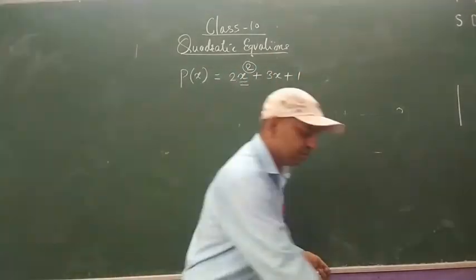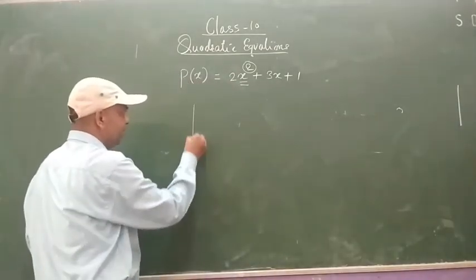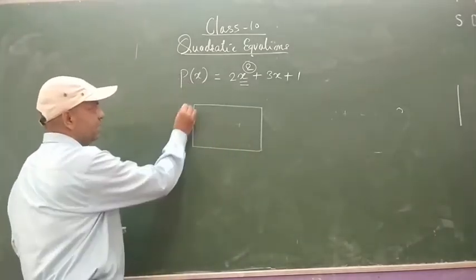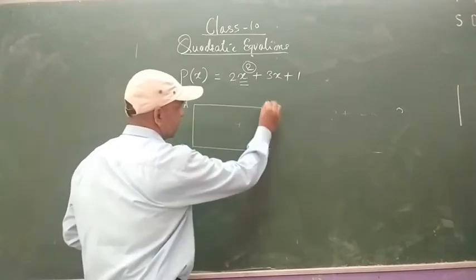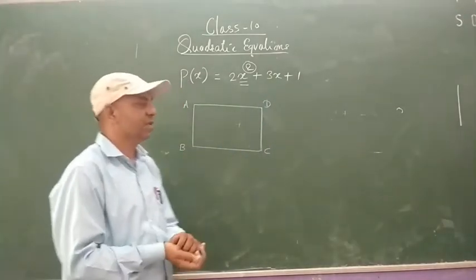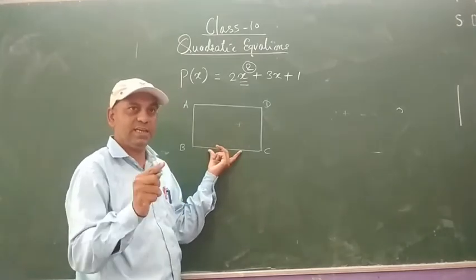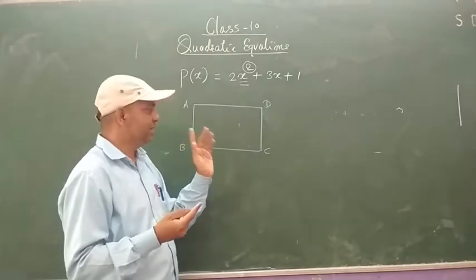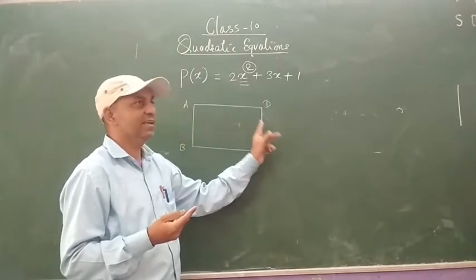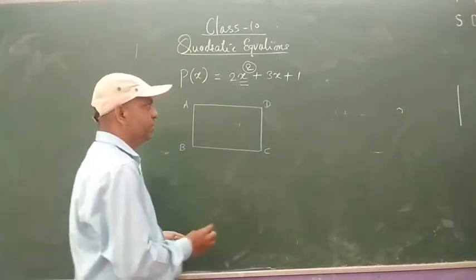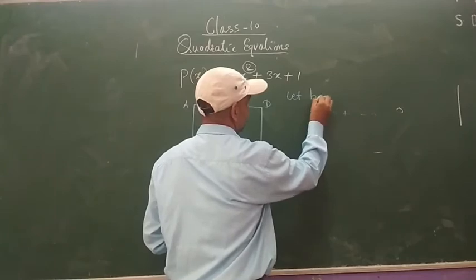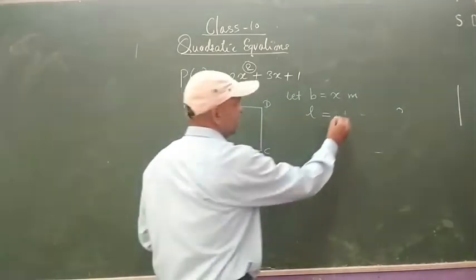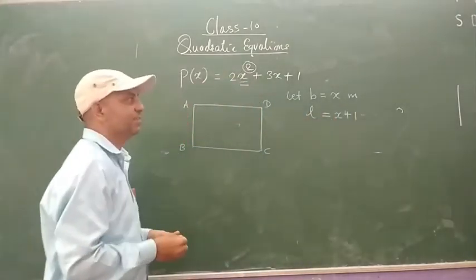So what is the situation? Suppose this is a rectangular field ABCD. The length of this floor is greater than the breadth by 1. Suppose the breadth is equal to x meter. Then what is the length? The length is x plus 1, x plus 1 meter.